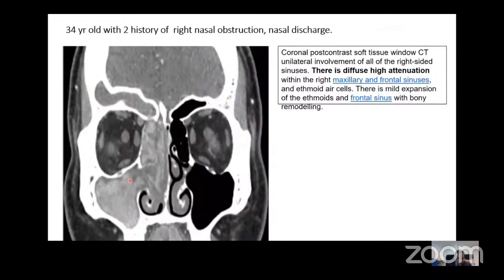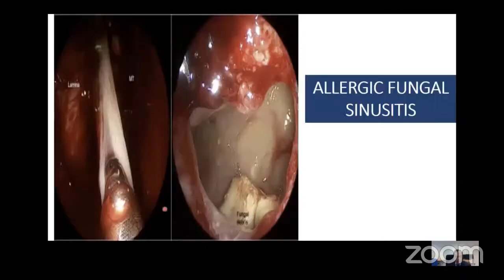There is high attenuation signal within the maxillary sinus and the ethmoidal sinus. This is typically seen in patients with fungal sinusitis, most likely an allergic fungal sinusitis, because we don't see any other bony erosions or bony destructive lesions in the sinus walls. When we go in during surgery, we find that the secretions within the sinuses are very thick, very tenacious, almost like peanut butter in appearance, and this is the classical picture of allergic fungal sinusitis.